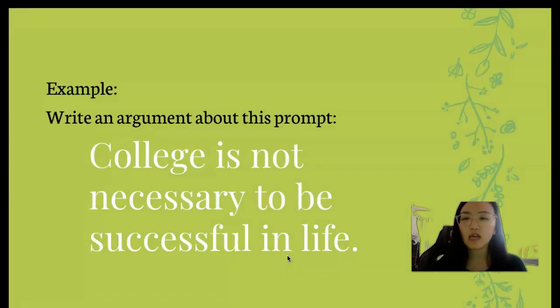Here's an example. I'm going to give you a prompt every week. This example prompt is: college is not necessary to be successful in life. This is a statement that you can either agree or disagree with. Whatever your position is, it's fine as long as you can back it up. This is where argument and persuasion comes in.